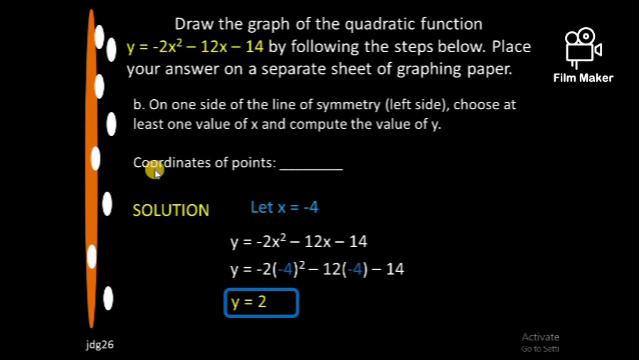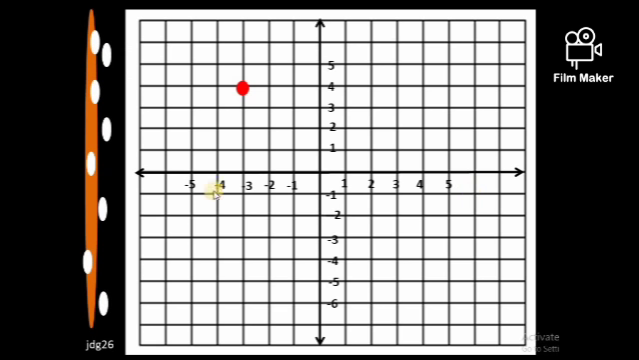And then ibibigay natin ngayon yung coordinates ng points. Ang una isusulat ang value ng x, which is negative 4, followed by the value of y, which is positive 2. So we have now another point, negative 4, positive 2. At i-plot natin yan sa Cartesian plane ulit. Negative 4, positive 2. So this is negative 4. And then the value of y is 2. So katapat ng positive 2. So therefore, nandito yung second point. Next.